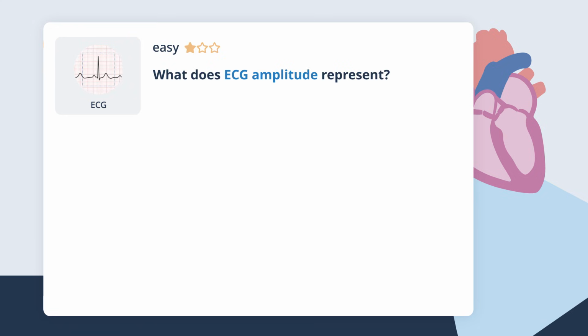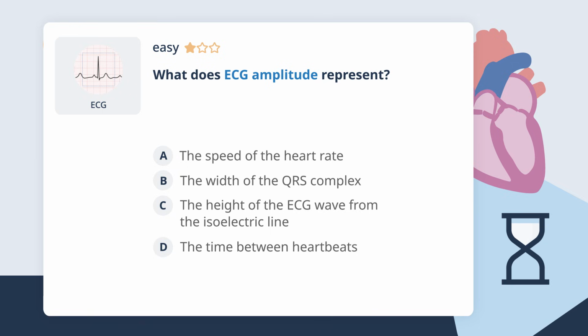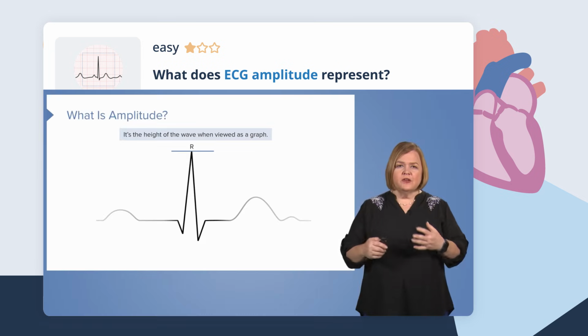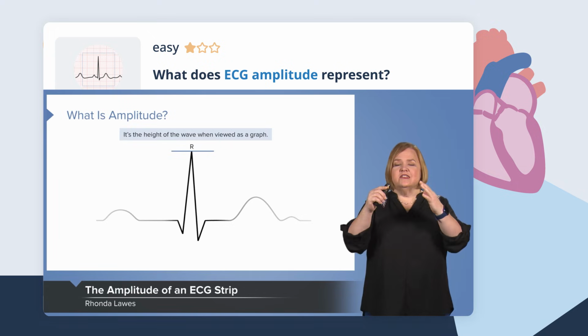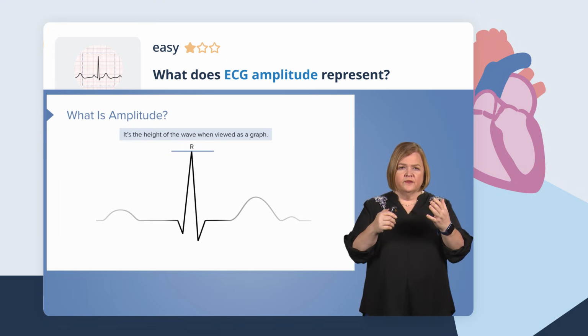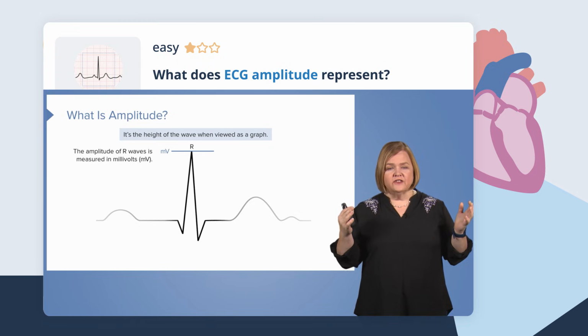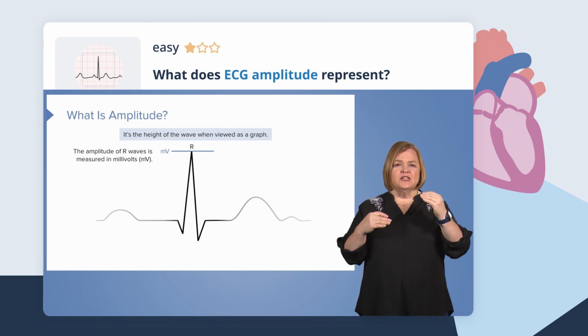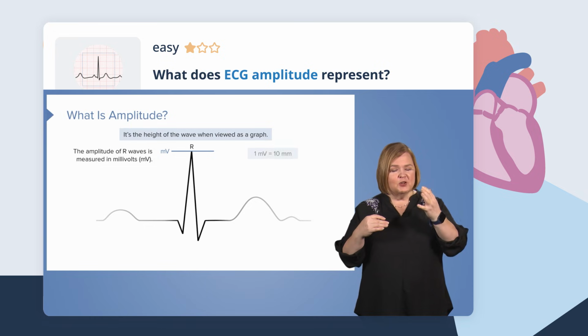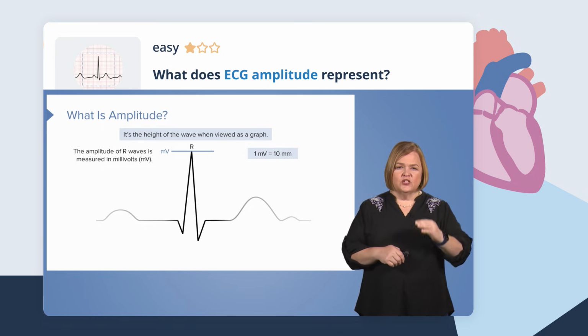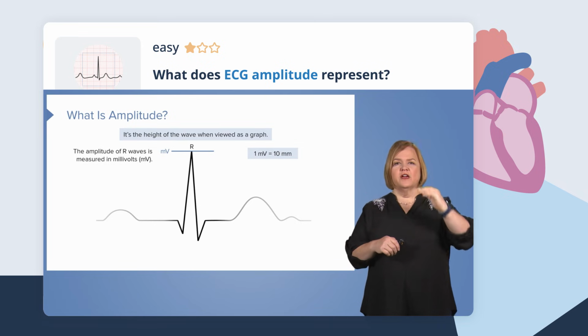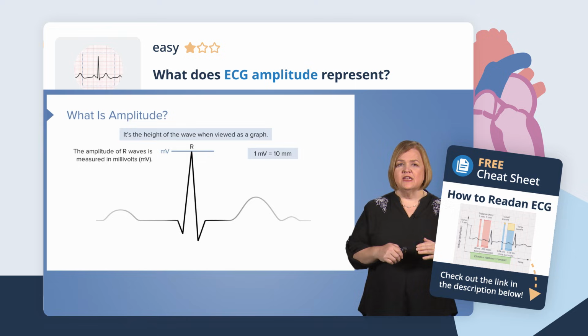What does ECG amplitude represent? So let's talk about amplitude. Now that is the height of the wave when you looked at it as a graph. So the amplitude of an R wave is measured in millivolts. Well, that's convenient, right? Because we know 1 millivolt is how many millimeters? Good job, 10 millimeters. So amplitude is kind of how far that wave has moved the stylus above the isoelectric line.